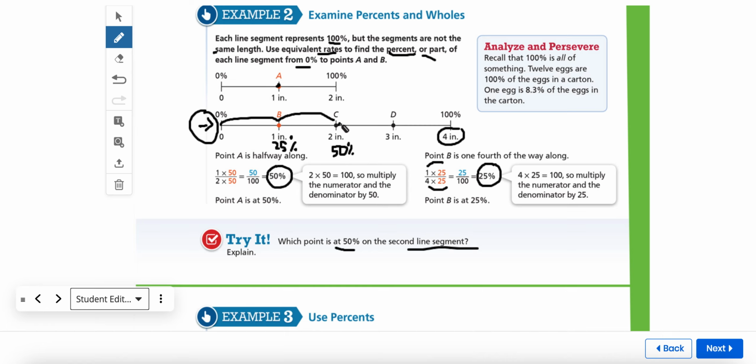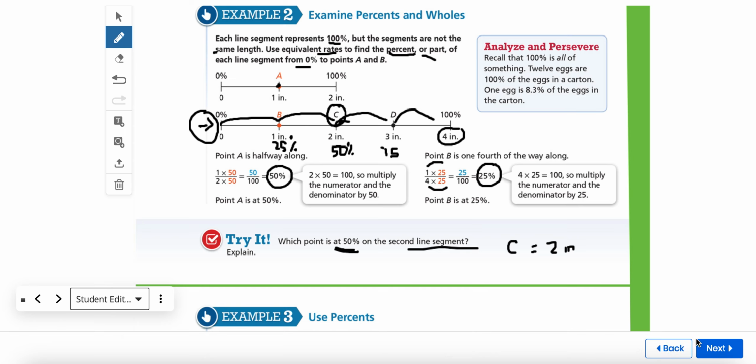If I go another 25%, it's going to be 75%. And if I do another 25%, it gives me 100, which is the last one. But they want to know which one is 50%. So 50% is point C, which represents 2 inches. So point C equals 2 inches.